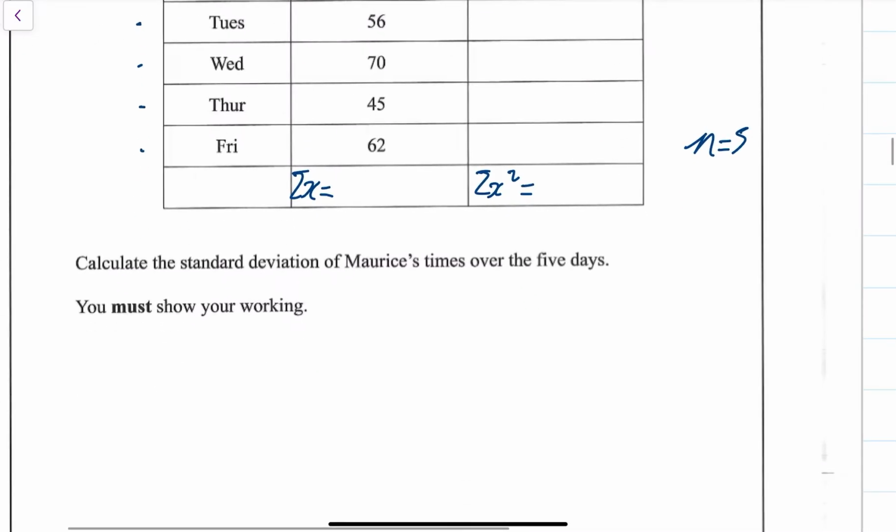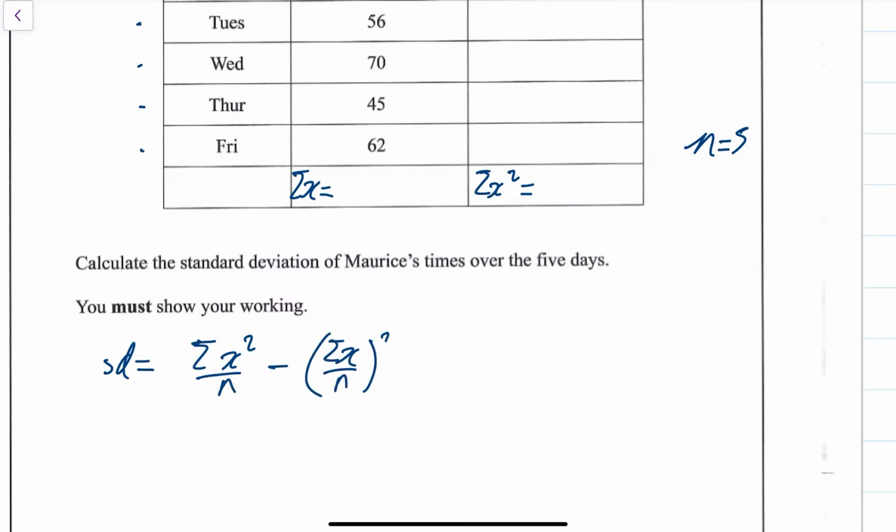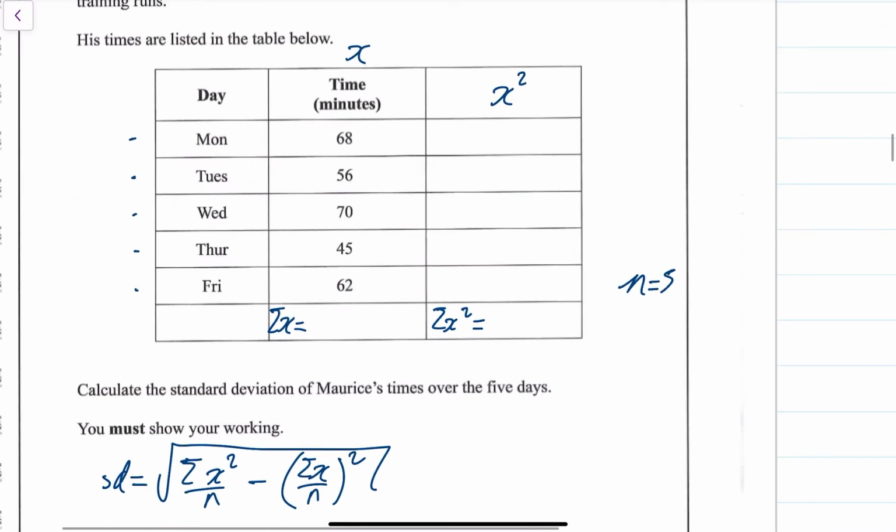The formula for standard deviation, I'll just write it down, is the square root of sigma x squared over n minus sigma x over n, where that bit is squared, and it's the square root of that whole thing. So we have a wee bit of work to do.